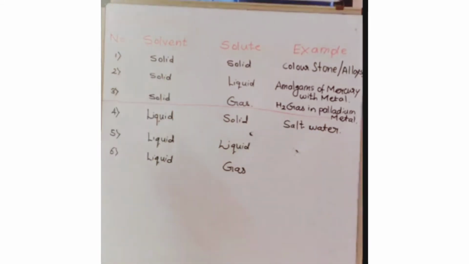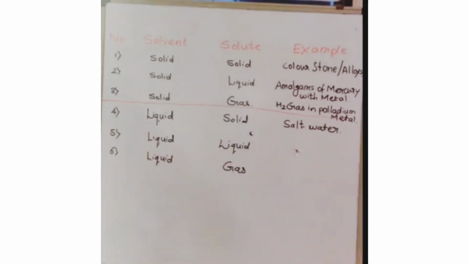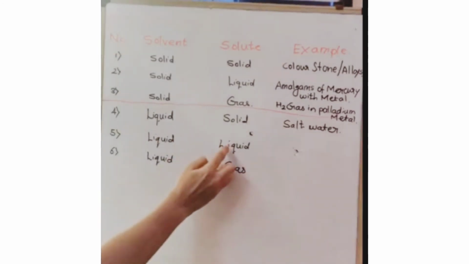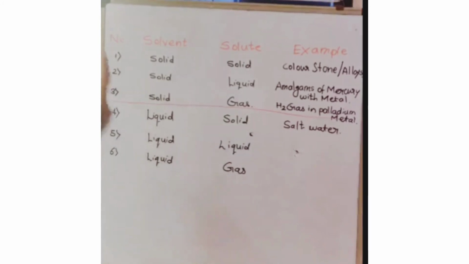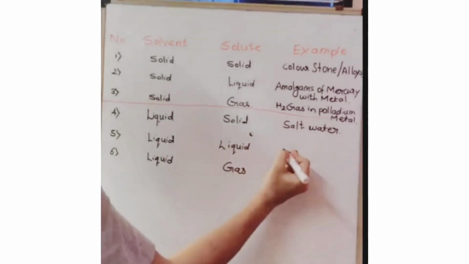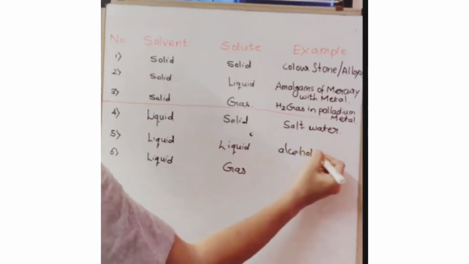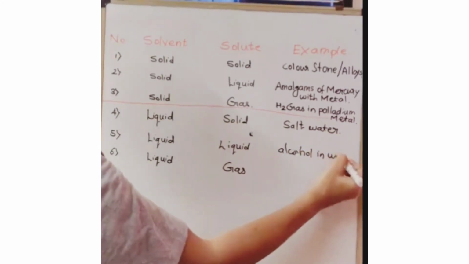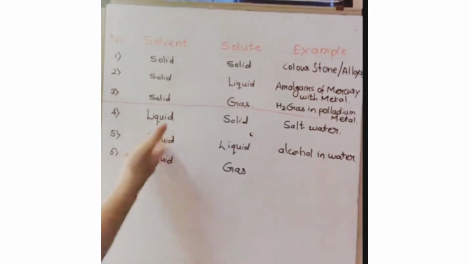So it will be easy for you to understand. Clear? Let's go to the fifth one. Now our solvent is again liquid and the solute is liquid. So this is the best example, liquid plus liquid. The first thought that came to my mind, or anyone who drinks a lot: alcohol in water. So let's take alcohol in water, or ethanol in water. So this is my example, liquid in liquid.